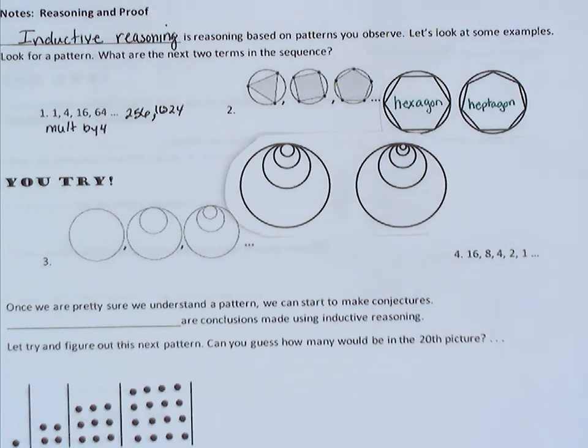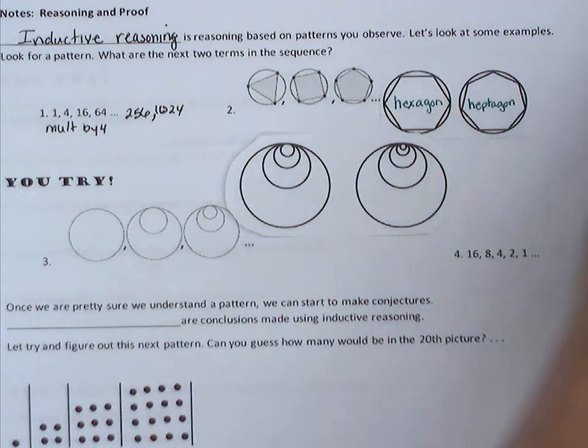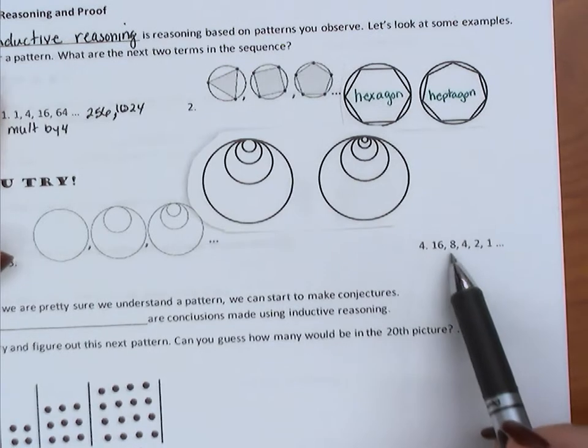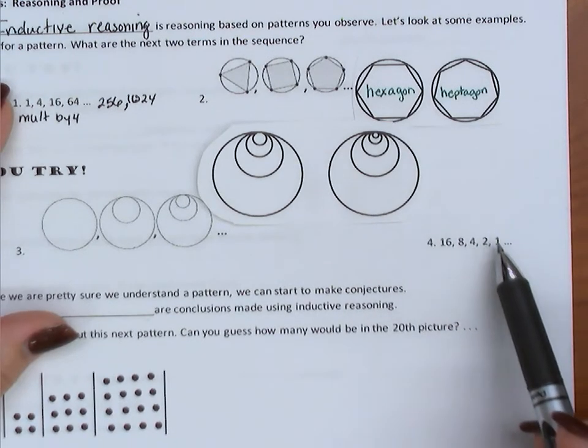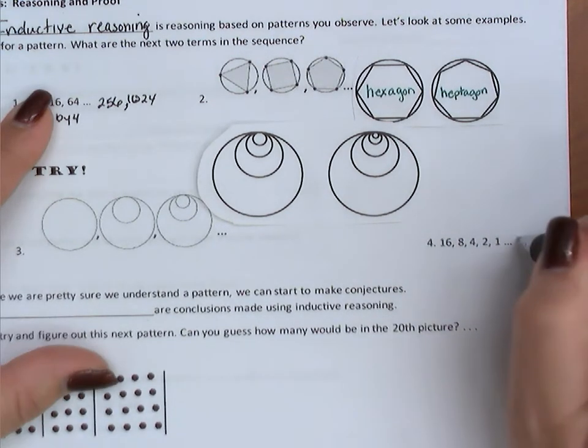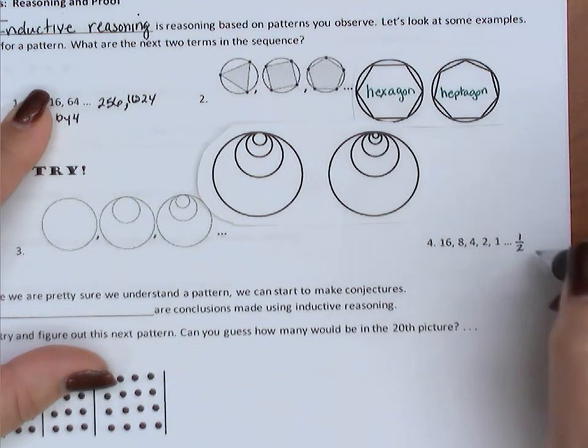And then the next one is numeric, and looking over here, I can see that I went from 16 to 8. How would I do that? I divided by 2, divided by 2, divided by 2, divided by 2. So the next term is going to be 1 divided by 2, which is half. And then the next term after that is going to be 1/2 divided by 2, which is 1/4. And that pattern would continue.